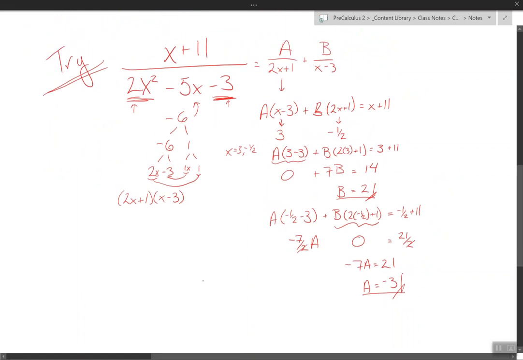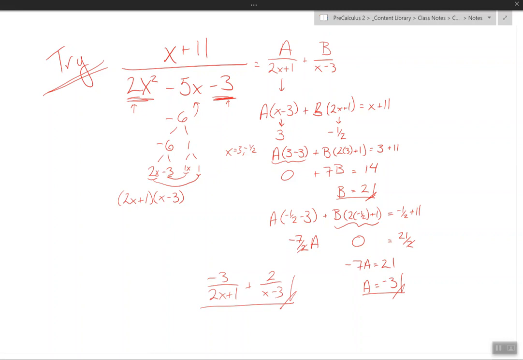So then we finish this off by putting them over the denominators that we split. So negative 3 over 2x plus 1, and b, which was 2, goes over the x minus 3. That is the decomposition for x plus 11 over the quantity 2x squared minus 5x minus 3.